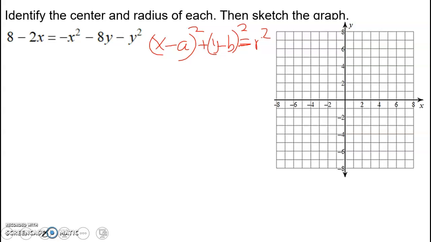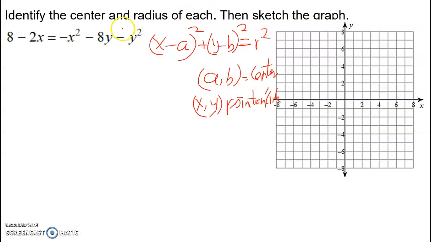Okay, so we want to write this equation to look in this form, where (a, b) is the center, and (x, y) is a point on the circle. So that's what each of those represent. So we're going to do completing the square. We move all x's and y's to one side and the constant to the other side.